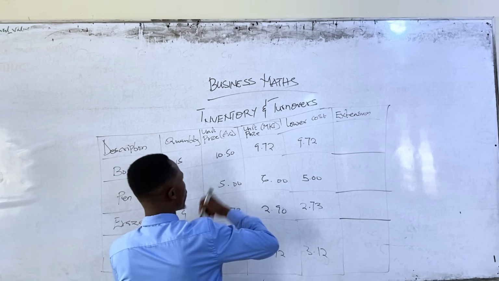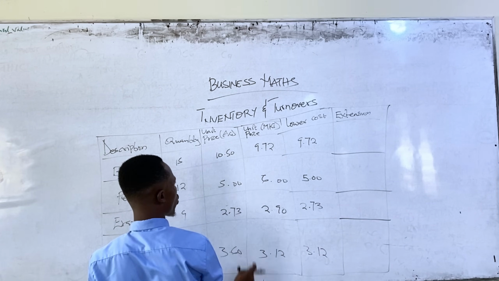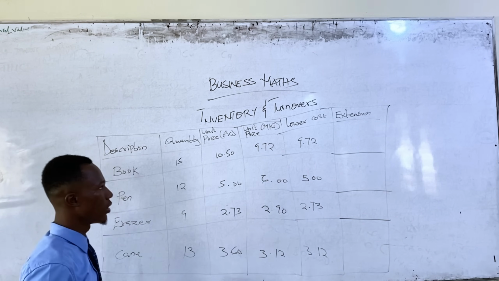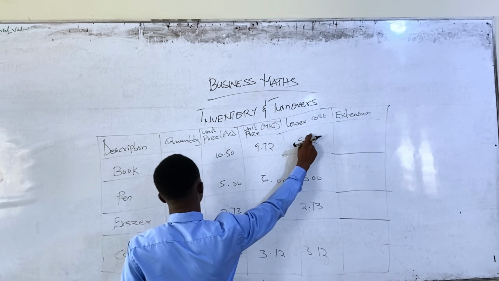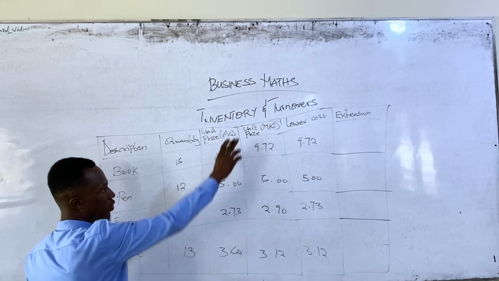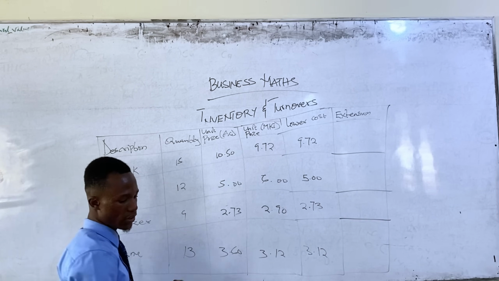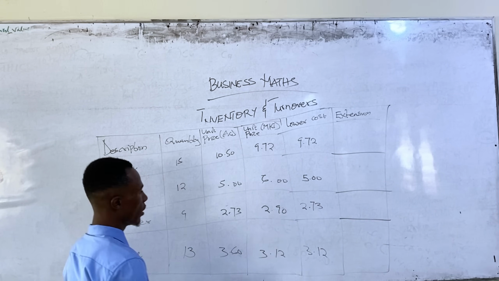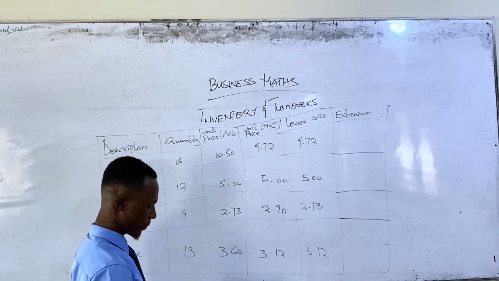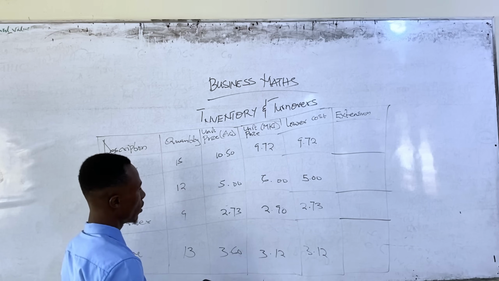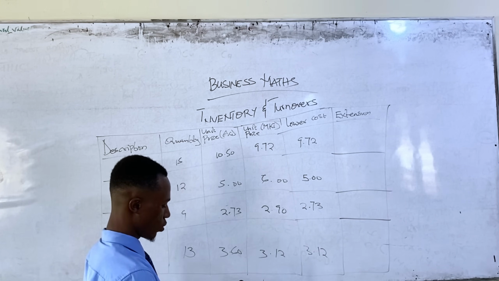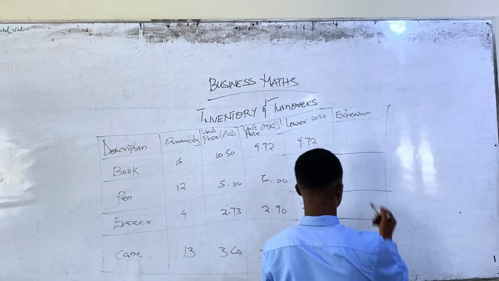Now we are done with these prices, right? So we are not going to use them. We are going to use our lower cost as our current price. So we are going to multiply our lower cost by each quantity. We don't know these two prices again. We are now taking the lower cost. So the extension for the first one will be 15, right? It will be 15 multiplying 9.72.